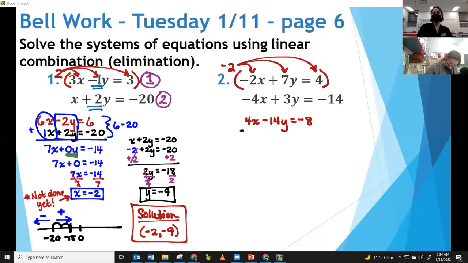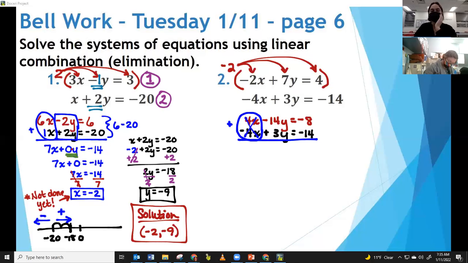And then I'm going to recopy the bottom equation. And then we're going to add these 2 together. What happens to my x's? What happens with my x's? 4x minus 4x. It's going to cancel out. It's going to give me a 0x, which then just kind of disappears. Negative 14y plus 3y is going to be negative 11y.